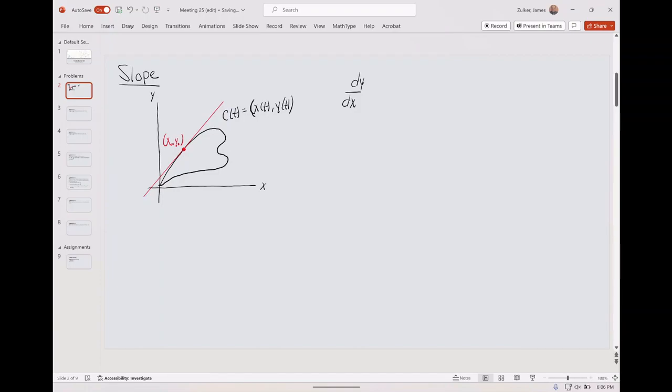It's given by dy dx, isn't it? It's the slope of a tangent line. So it'd be dy dx, and then evaluate at the point. Well, we need to find a formula for dy dx first. And as it turns out, that formula is not too difficult. It's dy dt over dx dt.